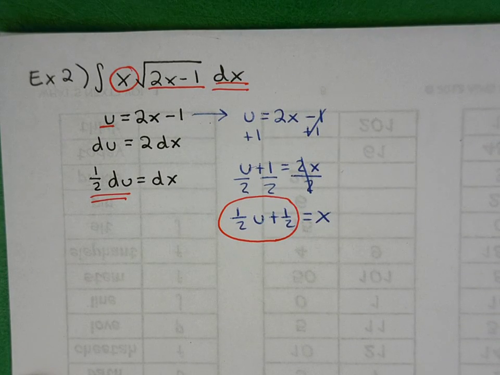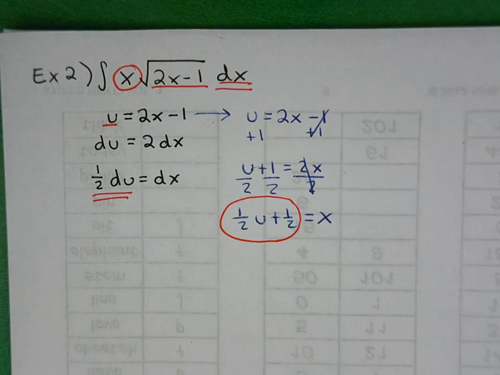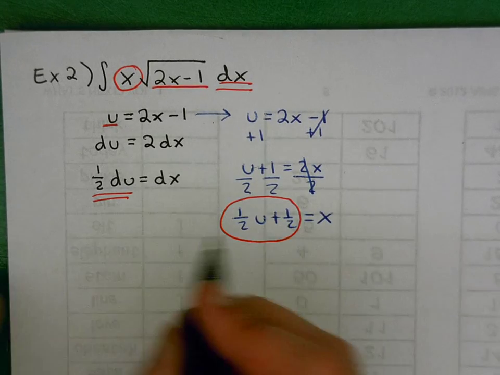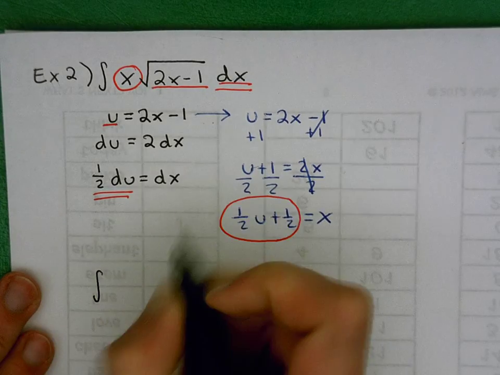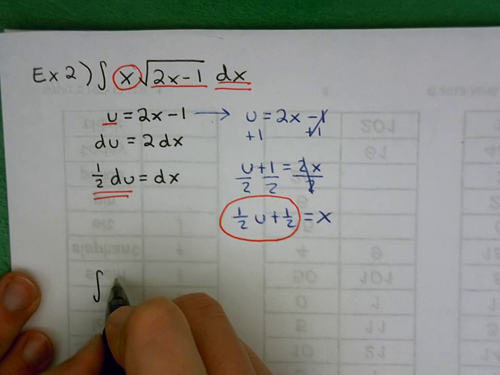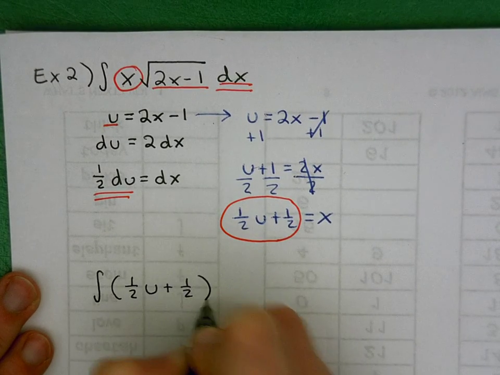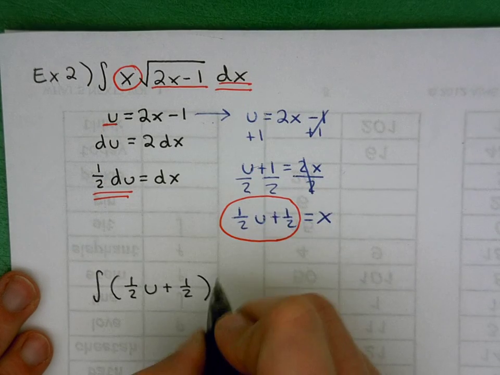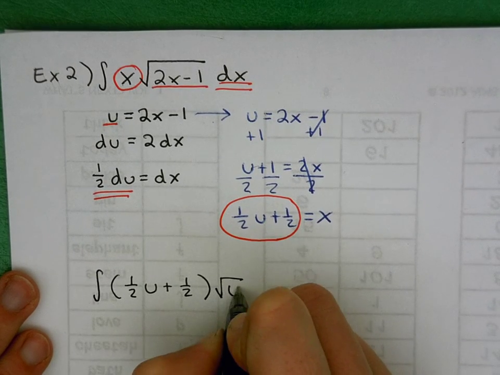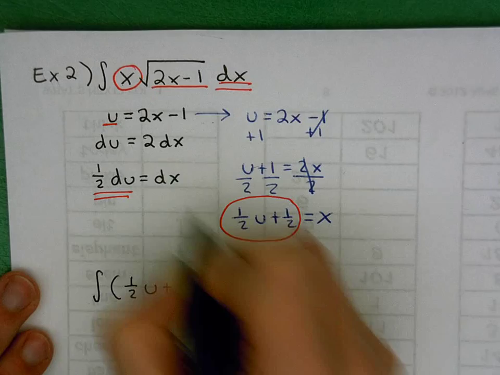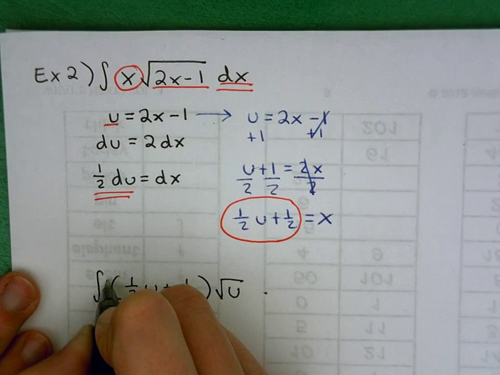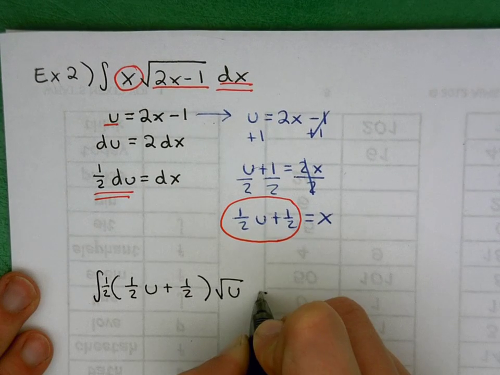Okay. So now we've got all of our pieces. So we're going to go ahead and do the u du substitution. X is going to be called 1/2 u plus 1/2. Our root 2x minus 1 is going to be called root u. And our dx is going to be called 1/2 du.